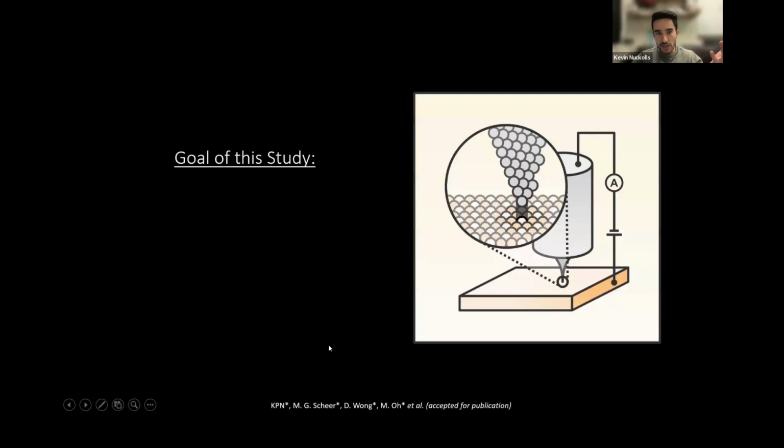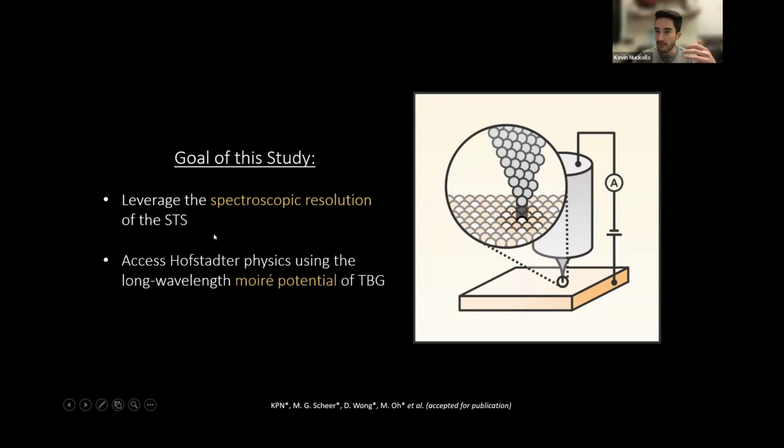And so we're going to leverage the high energy resolution of the scanning tunneling microscope at millikelvin temperatures. And we're going to perform these experiments of the Hofstadter butterfly, of the Hofstadter spectrum, using the long wavelength moiré potential of twisted bilayer graphene, which is different than the previous materials that I showed you. So twisted bilayer graphene is a homobilayer material, and so by twisting these two sheets of graphene, we can produce very, very long wavelength moiré patterns that are highly homogeneous and admit signatures of Hofstadter's physics at fields as low as 1 Tesla.